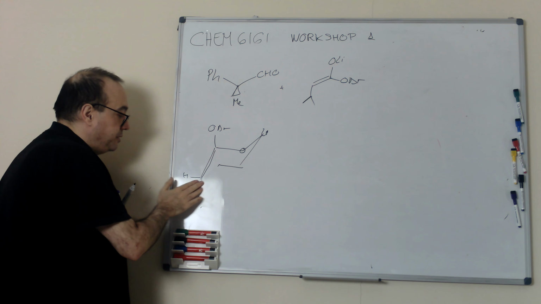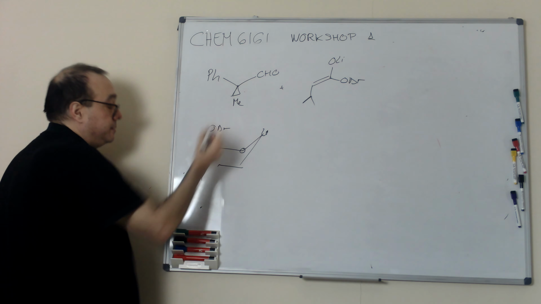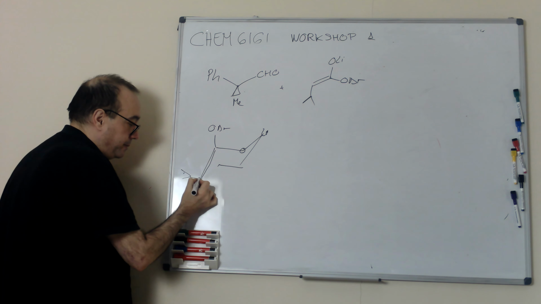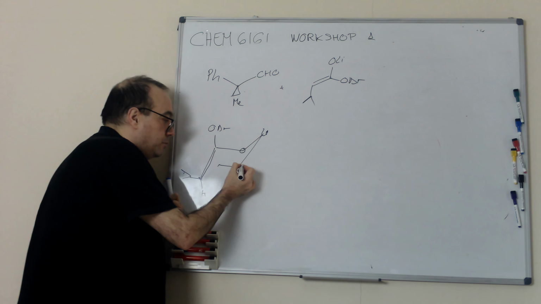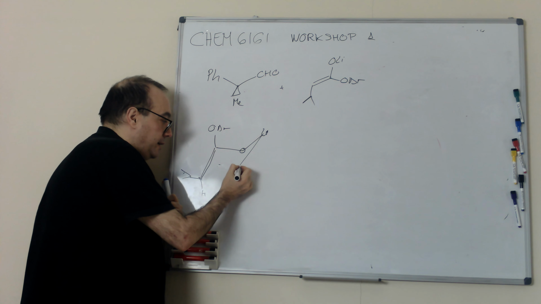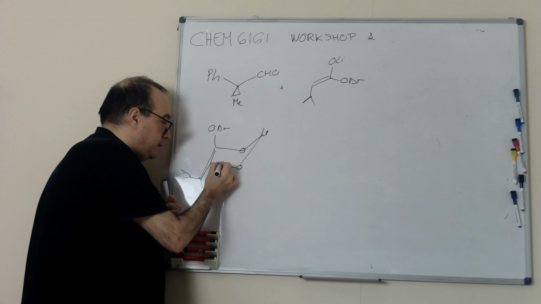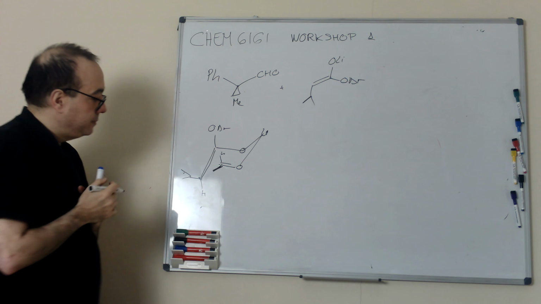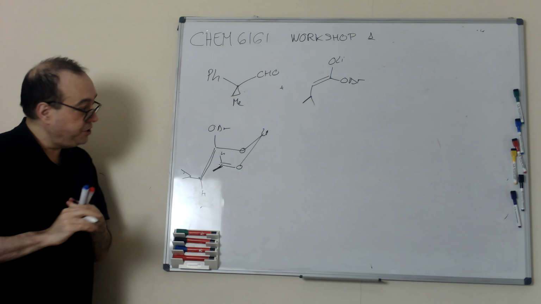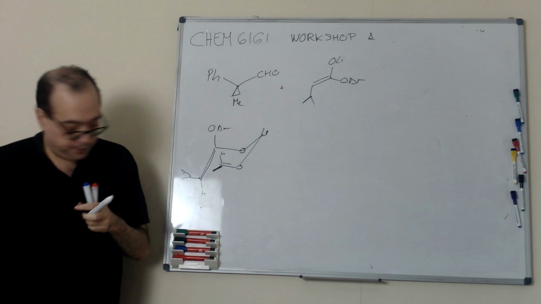The isopropyl, because it's a trans enolate, must be this, and here is a hydrogen. Okay? And I will put here the carbonyl group with the substituent in the equatorial position. Okay?